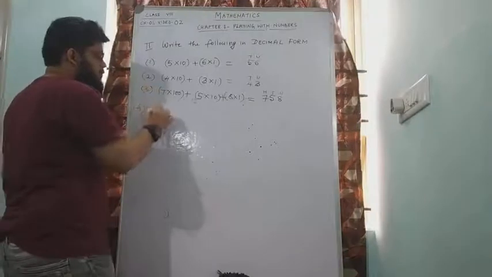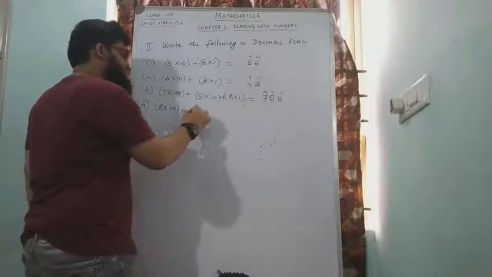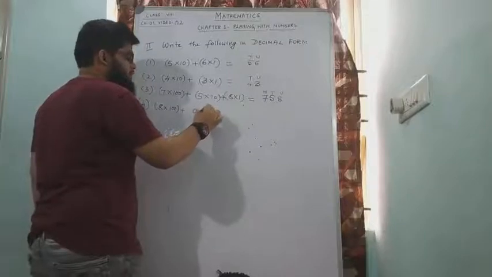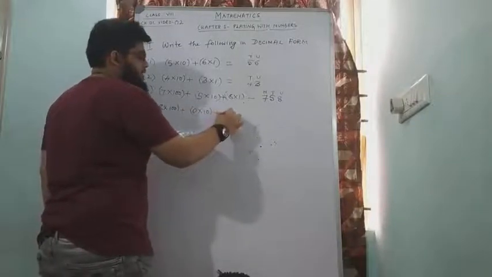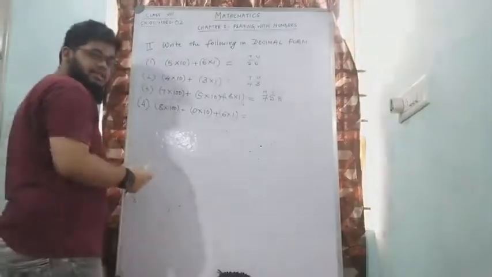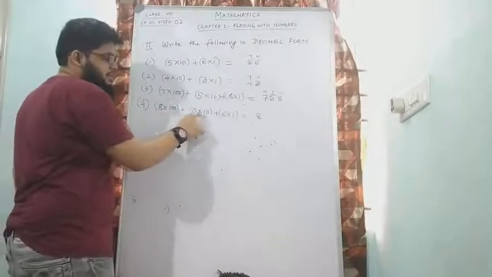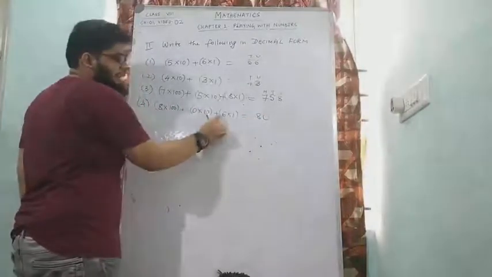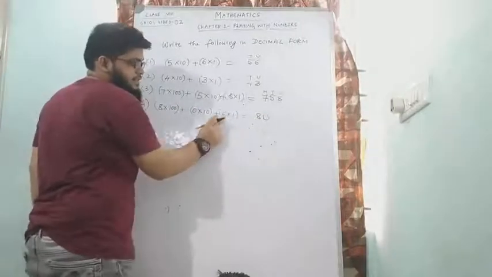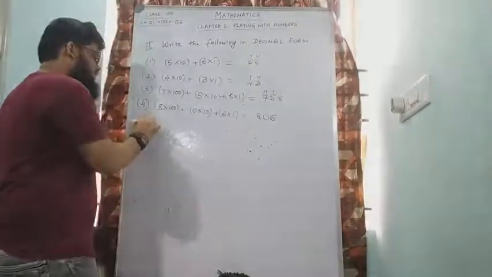I will solve one more. 8 into 100 plus 0 into 10 plus 6 into 1. If this is the question, what do you think the answer should be? We will write 8 first, which is in hundreds place. 0 is in tens place, so I will write 0. And 6 into 1 is 6. So 6 is in units place, so I will write 6 here. Right? So next question.